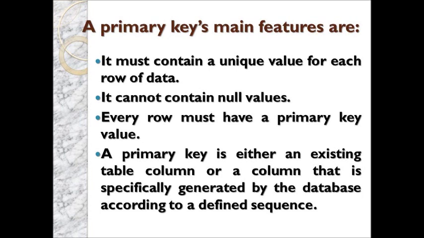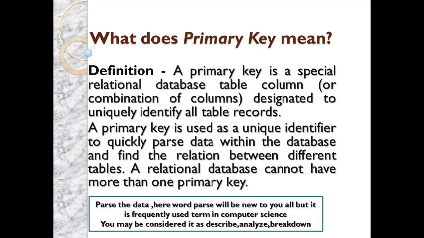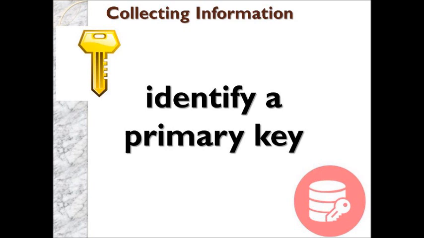You may consider it as describing, analyzing and breaking down. A primary key is used as a unique identifier to quickly parse the data within the database and find the relation between different tables. A relational database cannot have more than one primary key.